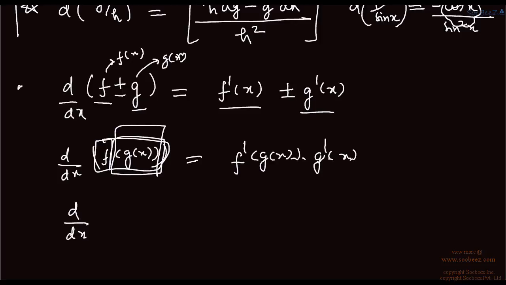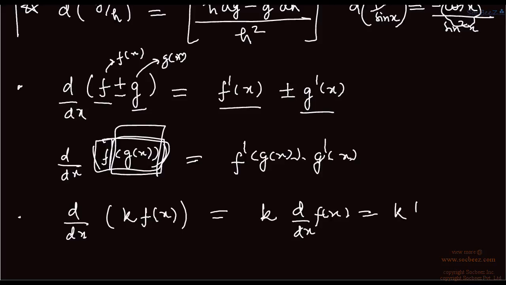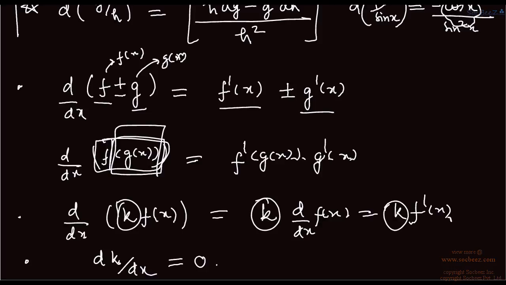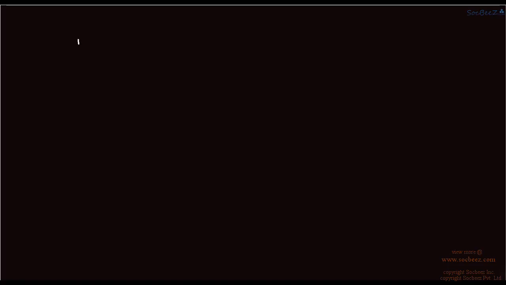One more important thing is, if you have a constant times f(x), then in the differentiation the constant will come out of d by dx of f(x), and this will be k f dash x. So the constant remains constant after the differentiation, and differentiation of a constant with respect to x will be 0. This is the most important thing. It's always used. Now we'll turn to the differentiation of inverse trigonometric functions, derivatives of inverse trigonometric functions.